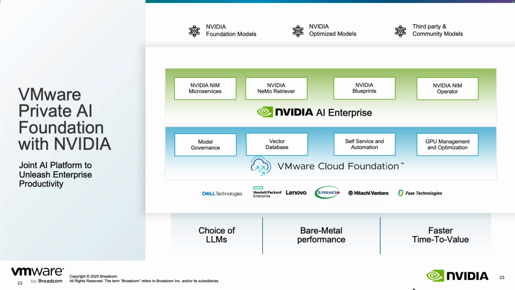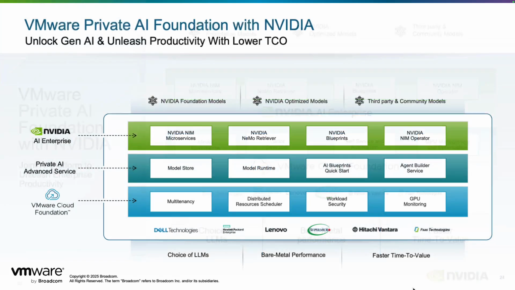Now, this is how VMware Private AI Foundation looked when we shipped it first at VCF 5.2.1 in May 2024. In future releases, it will expand, as you see here. The green layer is pretty much the same, but a new layer has appeared inside VMware Private AI called Private AI Services.